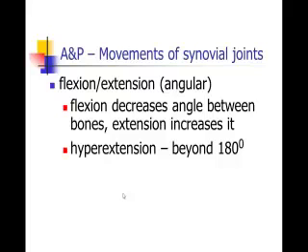Hyperextension is when you go beyond 180 degrees. So some joints allow for hyperextension, and some joints do not. Just because they extend doesn't mean they hyperextend. So the shoulder is a good example of a joint that allows for hyperextension, and the elbow and the knee are good examples of joints that do not allow for hyperextension in a normal configuration. Now, that is not to say that some people can't hyperextend their elbows or their knees. There are people who can, but generally that leads to destabilization of the joint, so it's not a good thing.